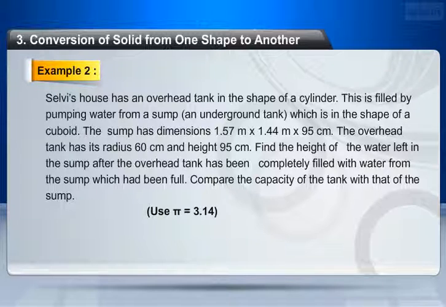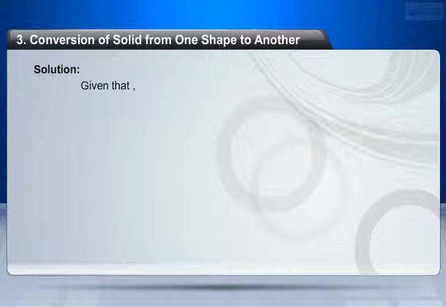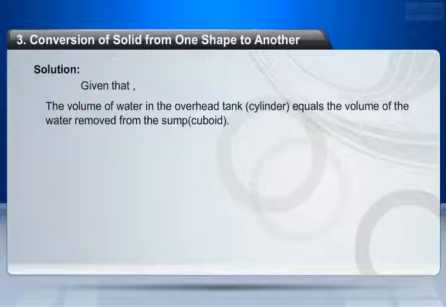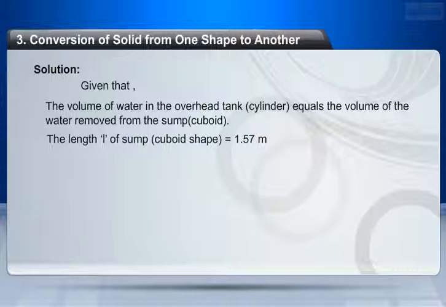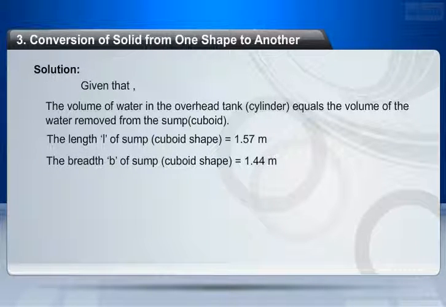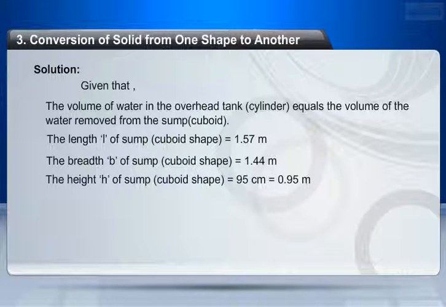Compare the capacity of the tank with that of the sump. Use π equals 3.14. Solution. Given that the volume of water in the overhead tank, that is, cylinder, equals the volume of the water removed from the sump, that is, cuboid. The length L of the sump, cuboid shape, equals 1.57 meters. The breadth B equals 1.44 meters. The height H equals 95 centimeters, which equals 0.95 meters.